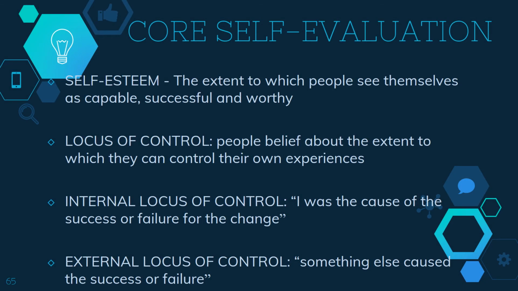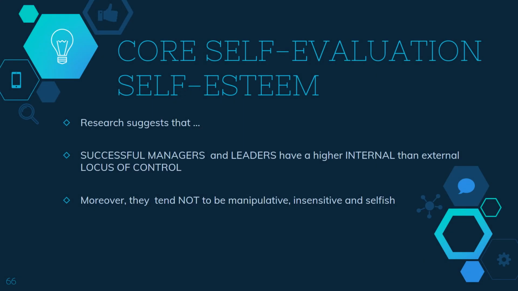Core self-evaluation. Self-esteem, the extent to which people see themselves as capable, successful and worthy. Locus of control, what people believe about the extent to which they can control their own experiences. Internal locus of control: I was the cause of the success or failure of the change. External locus of control: something else caused the success or failure. Research suggests that successful managers and leaders have a higher internal than external locus of control. Moreover, they tend not to be manipulative, insensitive and selfish.